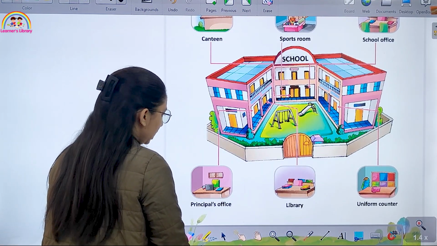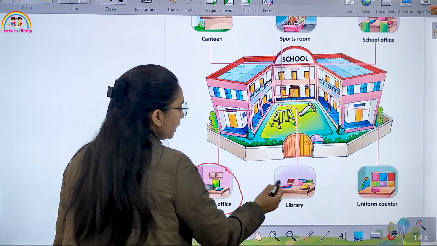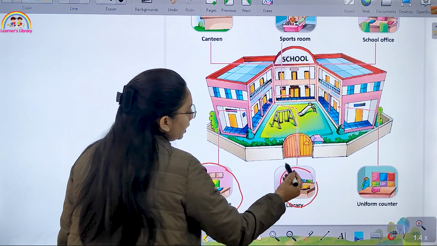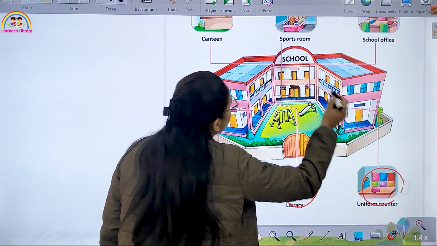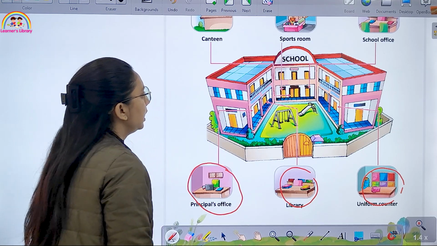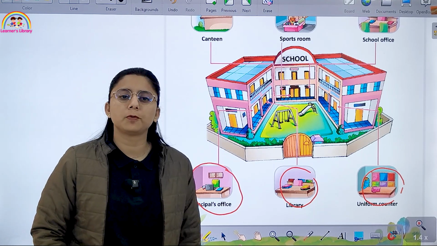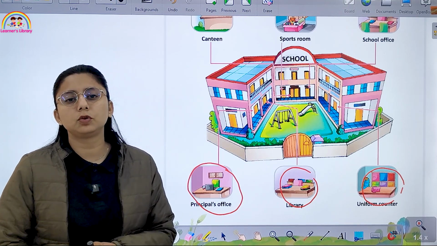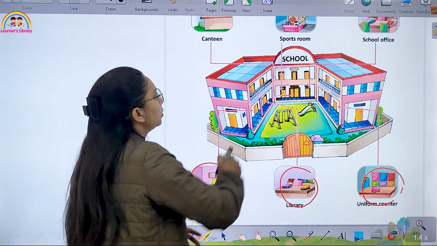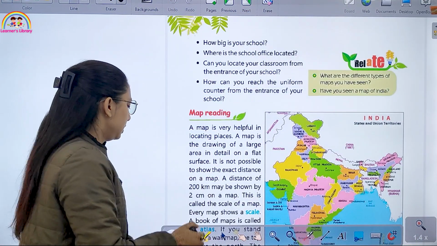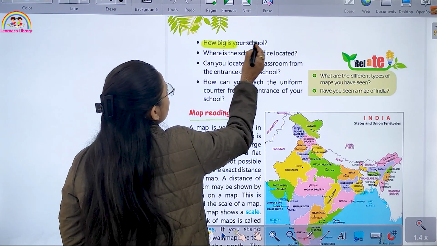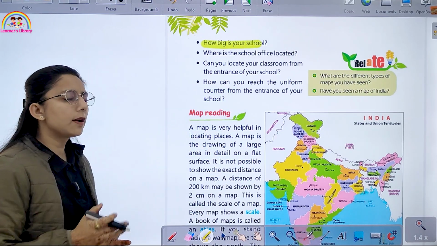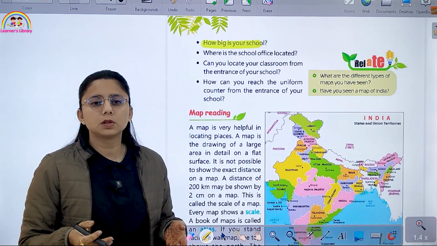Okay. This is the area of the school. This is the principal's office. This is your library. This is your uniform counter. This is your canteen, your sports room and school office. Okay, it's a place which is called school, and I have told you about the different places which we find in our school. Next, how big is your school? Where is your school located? You have to give the answers yourself, right?